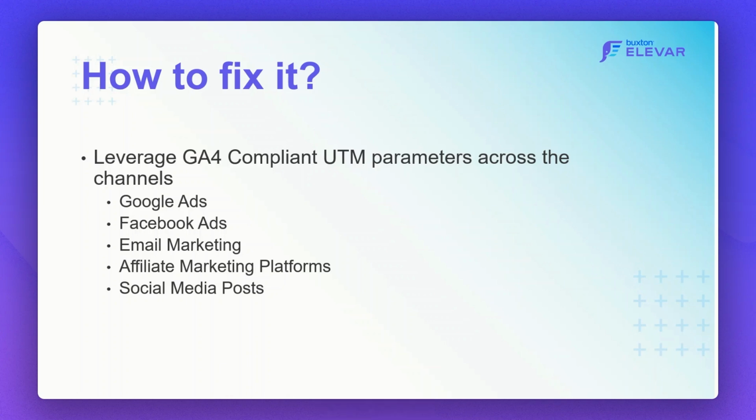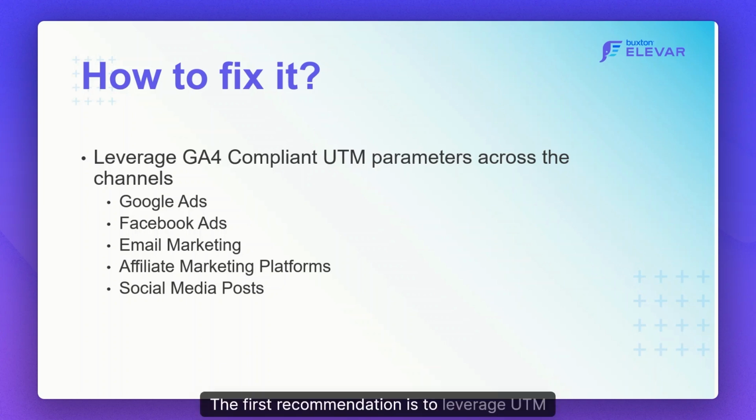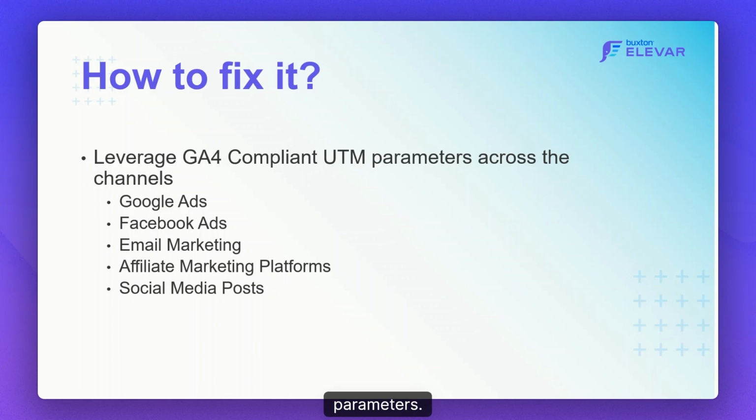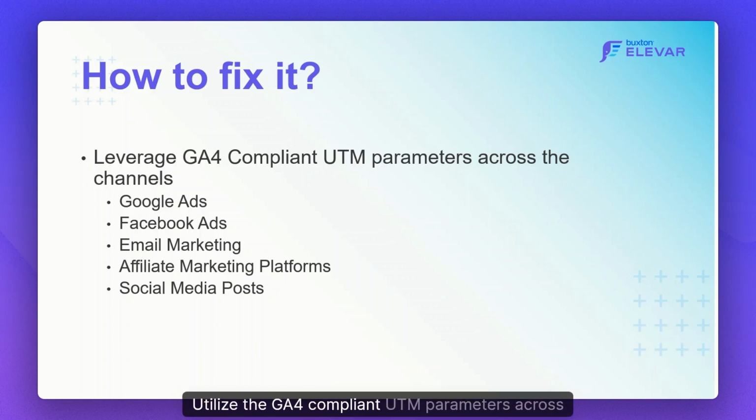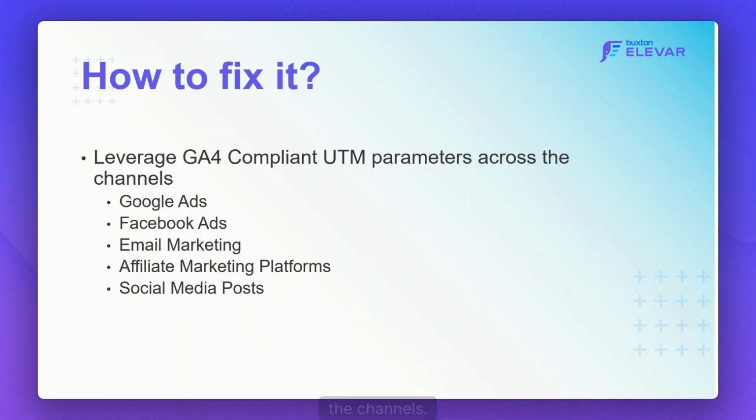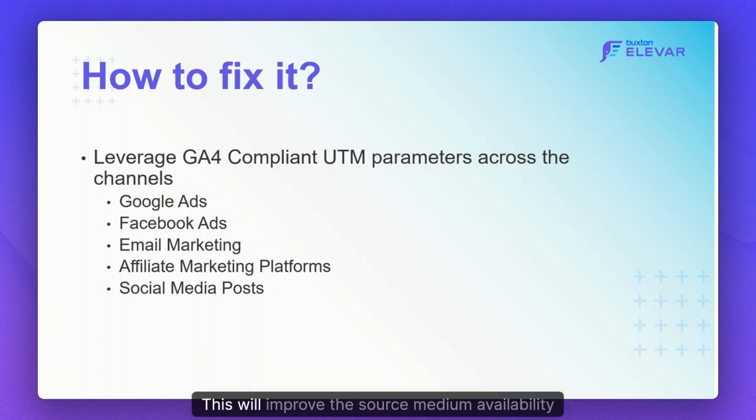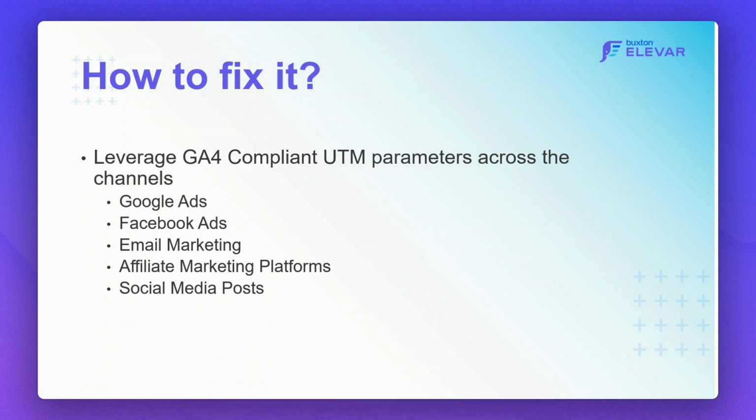Out of many, the first recommendation is to leverage UTM parameters. Utilize the GA4 compliant UTM parameters across the channels. This will improve the source medium availability on each site visit, leading to minimizing the chances of seeing direct none.